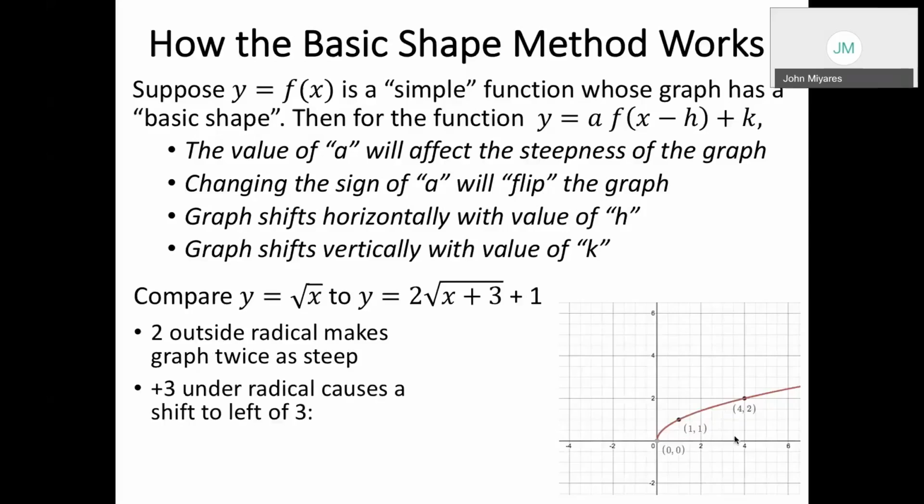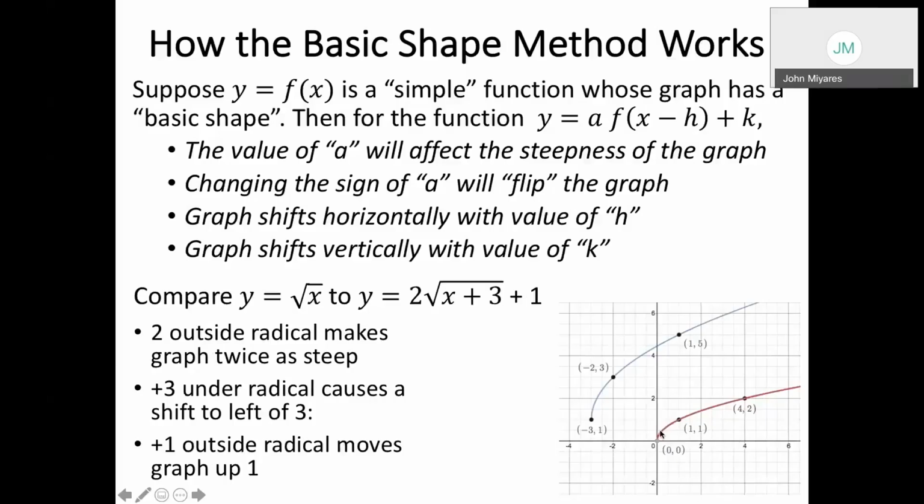The 3 under the radical is going to shift everything over to the left by 3 units, and the plus 1 on the outside of the graph is going to move the graph up 1 unit. So when we sketch our new graph, it will look something like this, where our new starting point that was at 0, 0 has been shifted to the left 3, up 1.